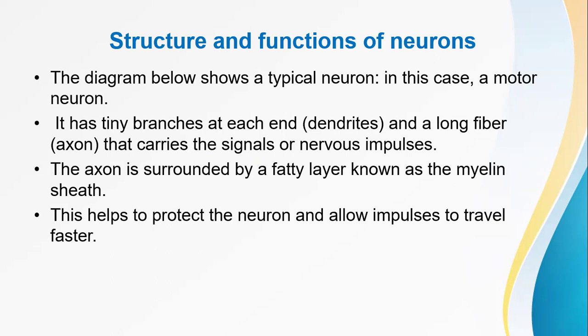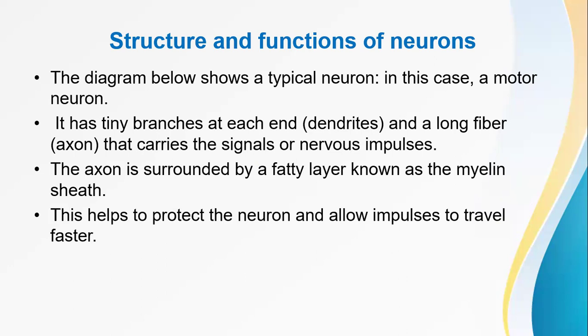The diagram below, which we're going to see in our next slide, shows a typical neuron. In this case, we'll be discussing the structure of the motor neuron. This motor neuron is just a type of neuron. It has tiny branches at each end, known as the dendrites, and a long fiber, the axon, that carries the signals or the nervous impulses.